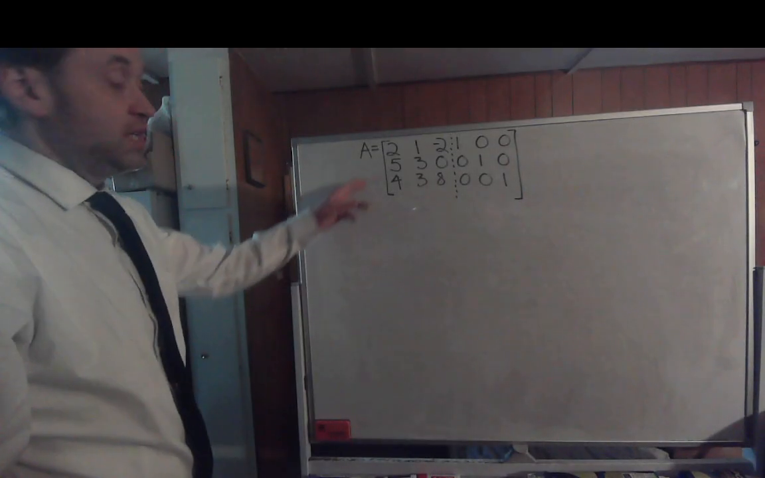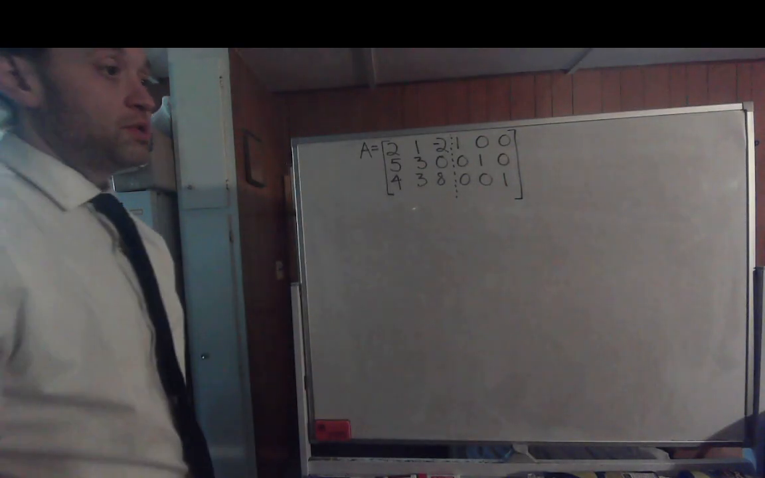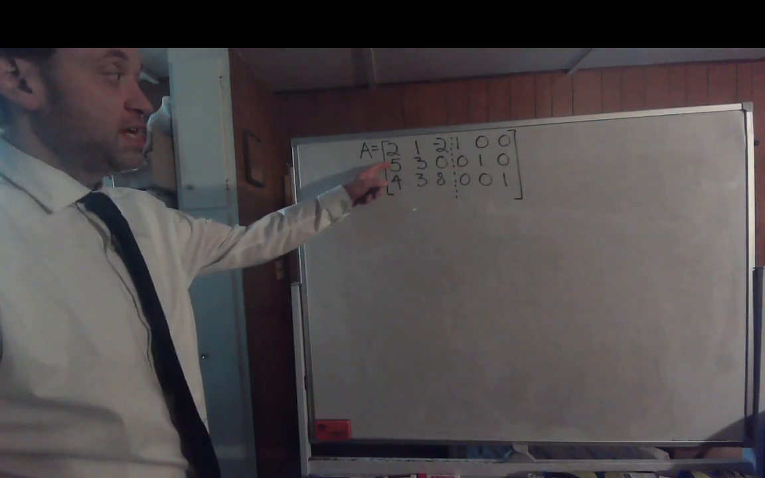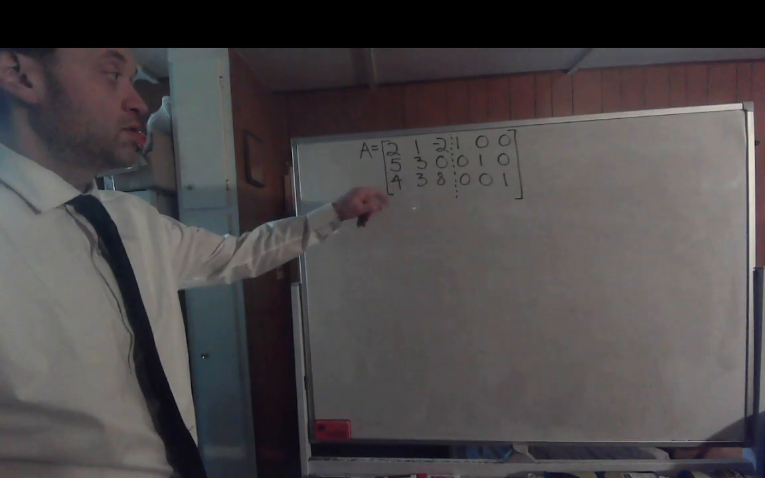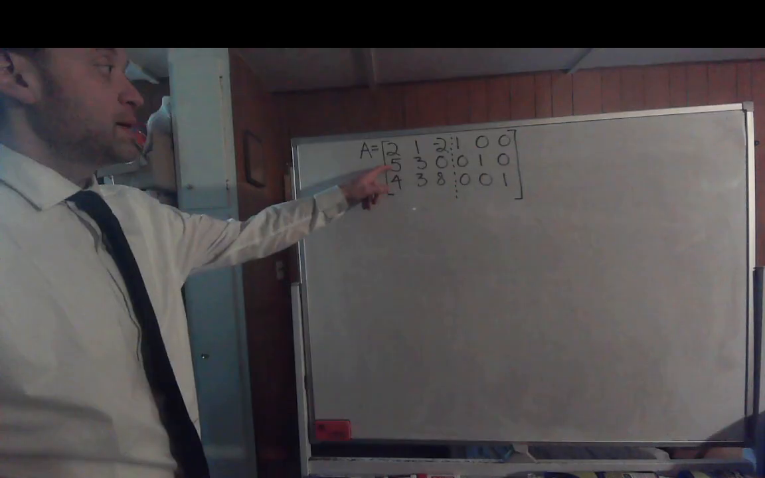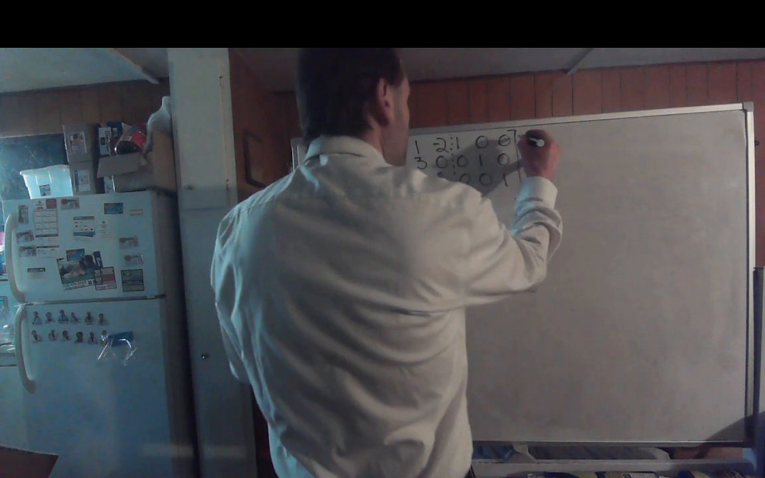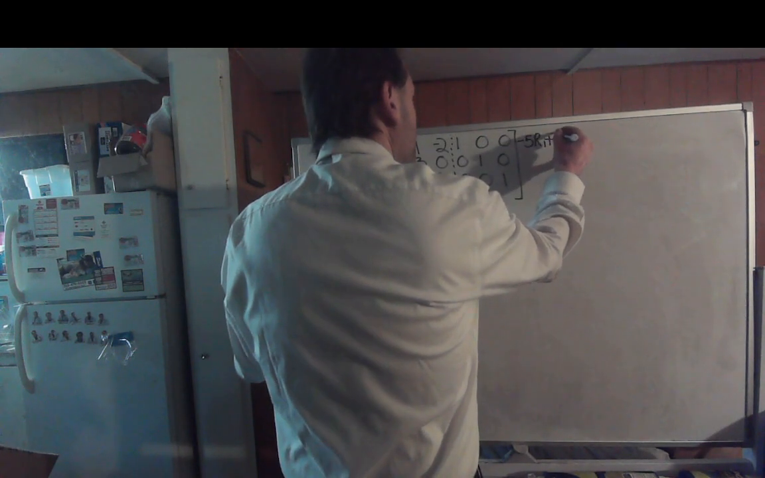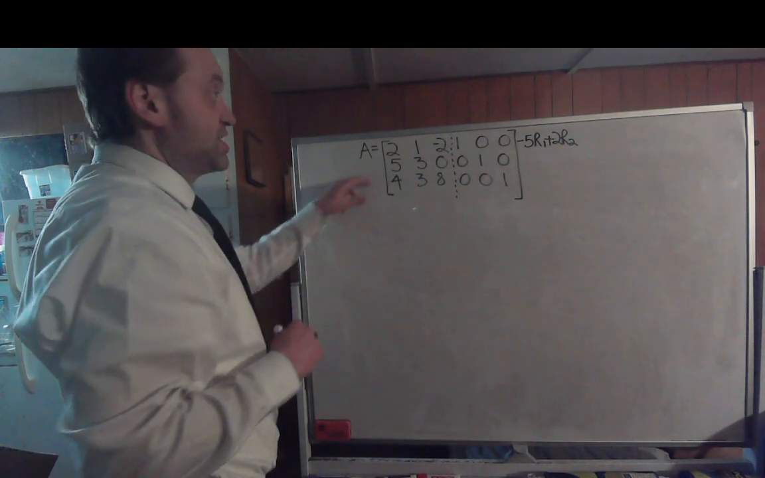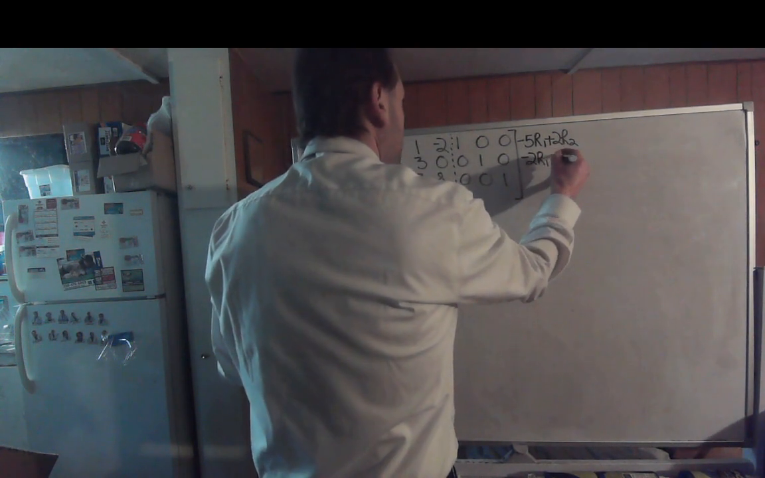You don't have a leading 1, but that's okay. First thing you want to do, get the first digit in both the second and the third row to become 0. If I take negative 5 times row 1 and add that to 2 times row 2, I can make that happen there. And then if I just take negative 2 times row 1 and add that to row 3, I can make it happen there.